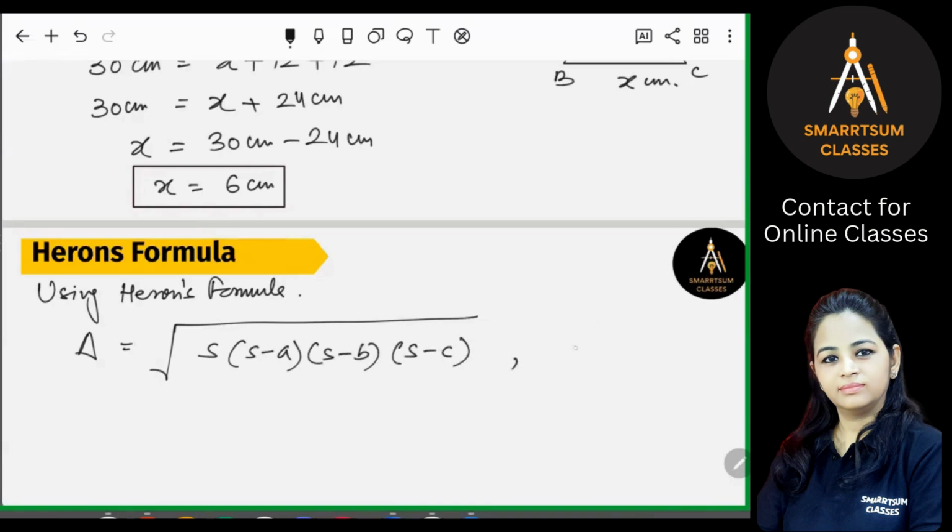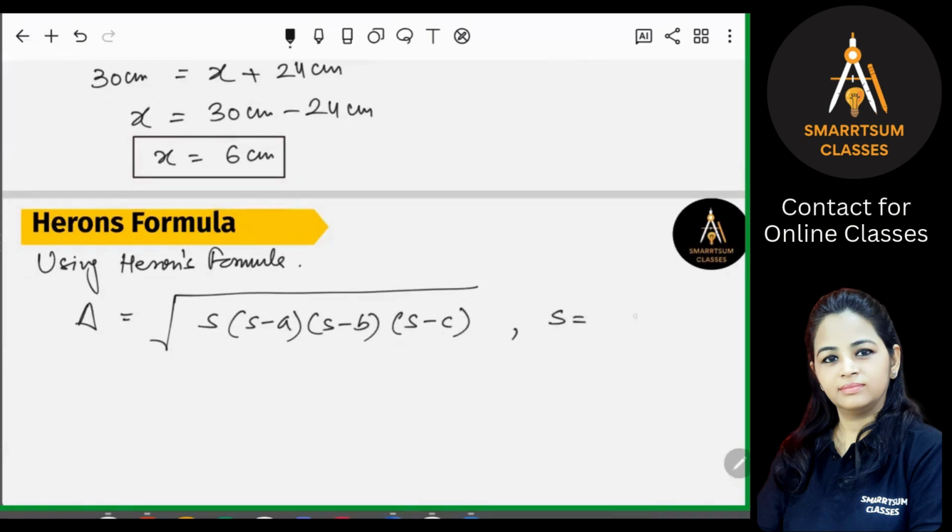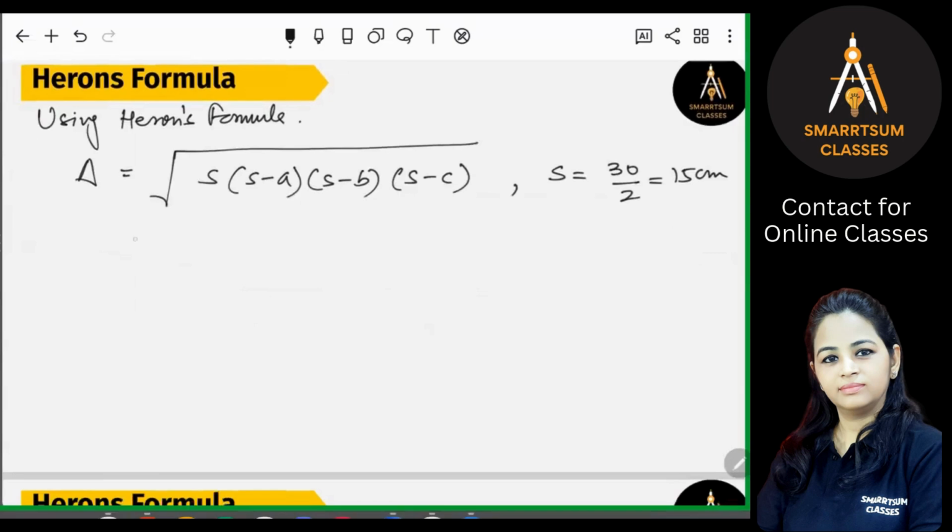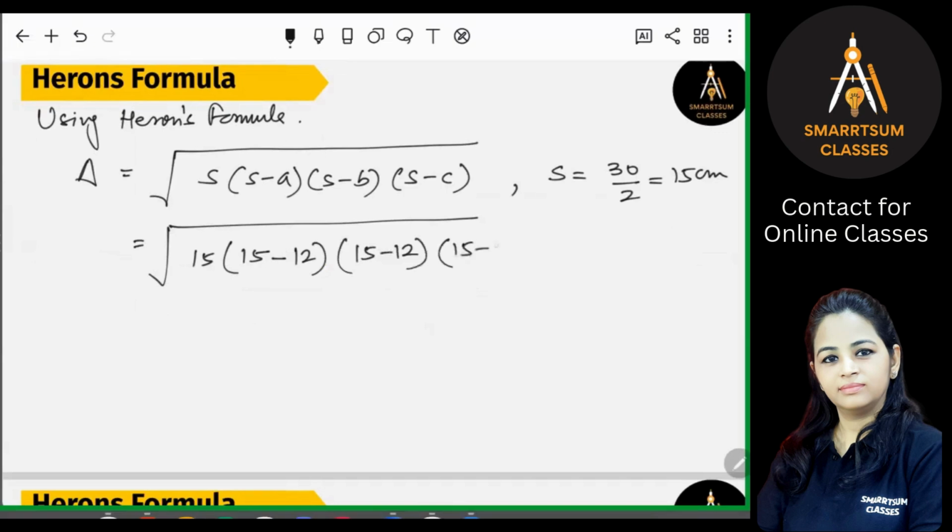Where, what is S? S is the semi-perimeter, right? And what is the perimeter here? 30 by 2, that is 15 centimeter. This is the value of S. Now put the values of S, A, B, and C within the formula. So now this is 15, now 15 minus 12, 15 minus 12, 15 minus 6, right?